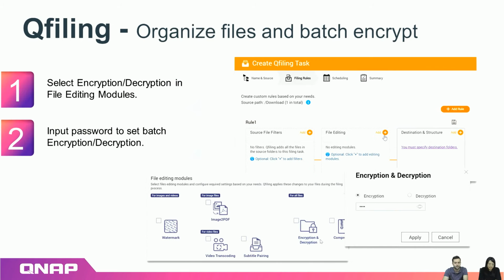QFiling is a QTS application which is able to organize files automatically and efficiently. When faced with a huge number of files spread through multiple folders, QFiling can categorize and archive them in a few setting steps. When creating a QFiling job task, you can select the encryption or decryption module in the file editing square. Check this module, and then you can input a password to set batch encryption or batch decryption.